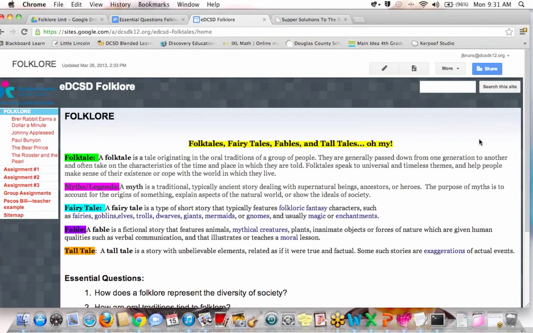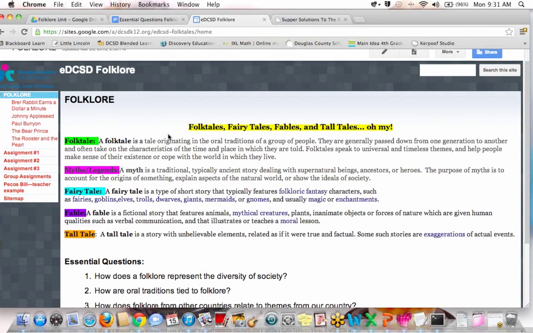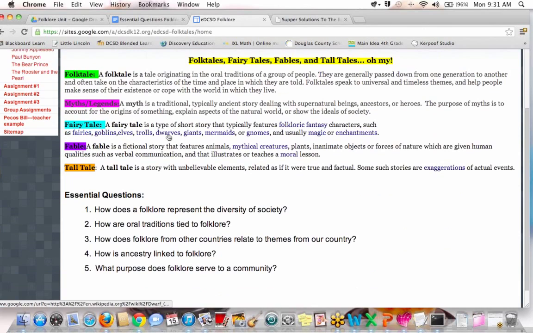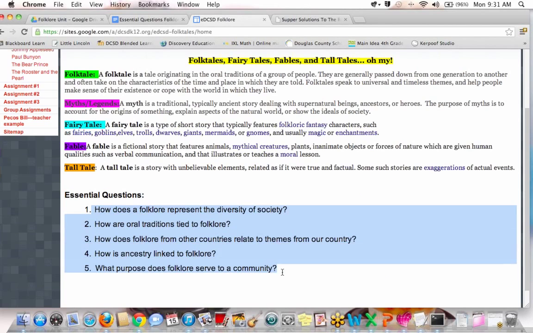Here we go. So we are working on our folk tale, or I should say folklore unit, and I wanted to honor one of our sixth grade students who actually went ahead and looked at these essential questions and made a little Google Doc and typed in just a couple short answers. Essential questions really help us focus our learning and understand why we're doing what we're doing. You just understand the whole purpose behind folklore in this particular instance. That's what we're studying is folklore.